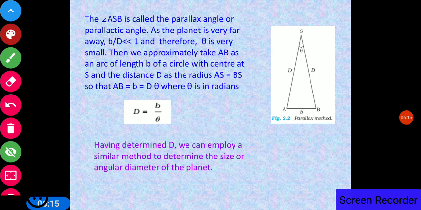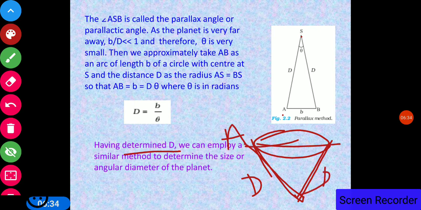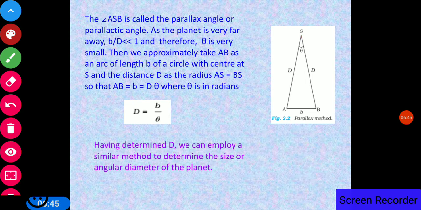How? Once we have determined the value of d, meaning the distance of the planet is known, then we will see: this is the planet and this is how it is looked at from the observatory on the earth. We are looking at two points of the planet, A and B. By measuring the angle theta and d, we can measure the length AB, that is the diameter of the planet. So by using the parallax method, first we find the distance of the planet, then by using d we can find the radius of the planet.